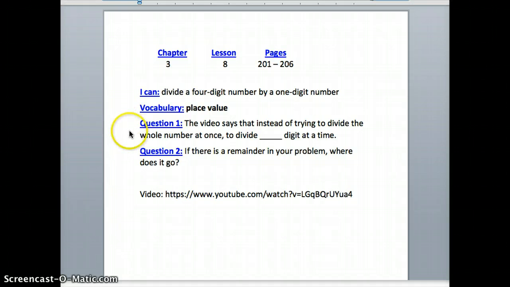The video says that instead of trying to divide the whole number at once, to divide blank digit at a time. Question 2. If there's a remainder in your problem, where does it go? And here's the link to the video because we're just going to watch a part of it.